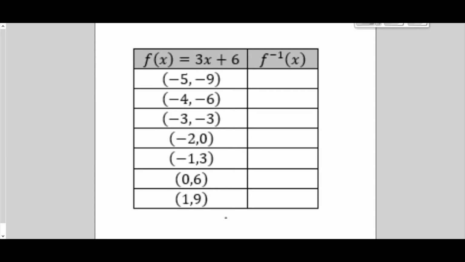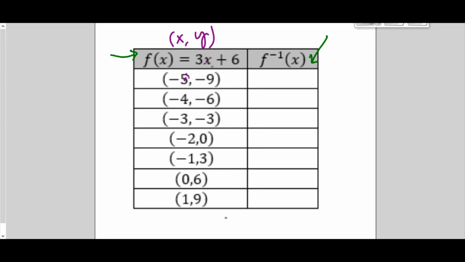For this first example, the function they're giving us is written first: f of x equals 3x plus 6. And then in the second column, they want us to find the inverse. Basically in that first column, they gave you a whole bunch of ordered pairs. And remember, in ordered pairs, it's x comma y. These ordered pairs were gotten by just plugging in the values for x.